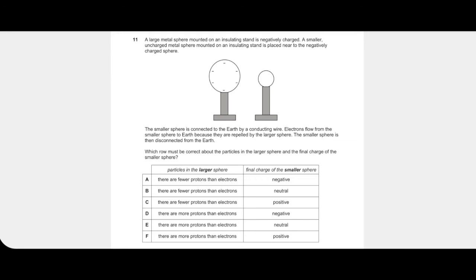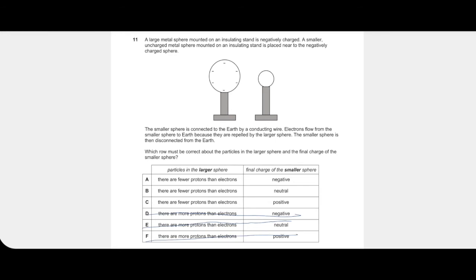So, immediately let's focus on the big sphere. The information given states that it's negatively charged, therefore it contains more electrons, which are negatively charged, than protons, which are positively charged. So therefore we can eliminate D, E, and F.